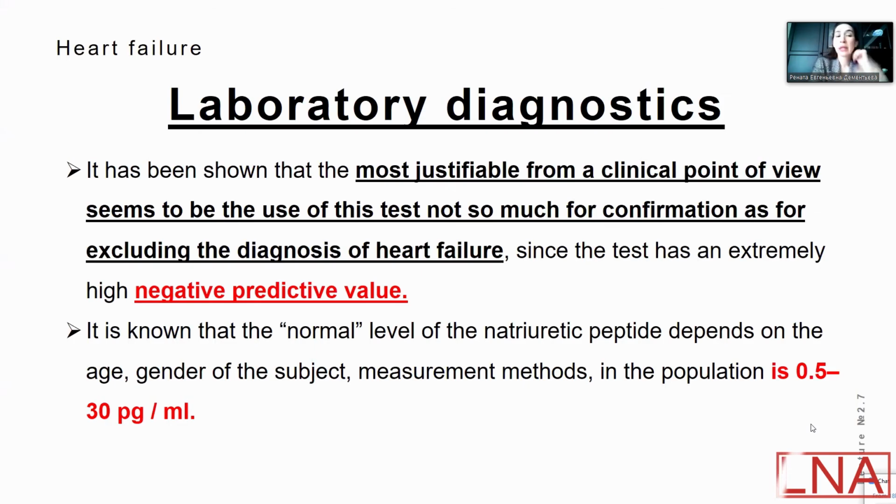It has been shown that the most justifiable use of this test from a clinical point of view seems to be not so much for confirmation as for excluding the diagnosis of heart failure, since the test has an extremely high negative predictive value. And it's known that the normal level of the natriuretic peptide depends on the age, gender of the subject, and measurement methods, and in the population ranges from 0.5 to 30 picograms per milliliter.